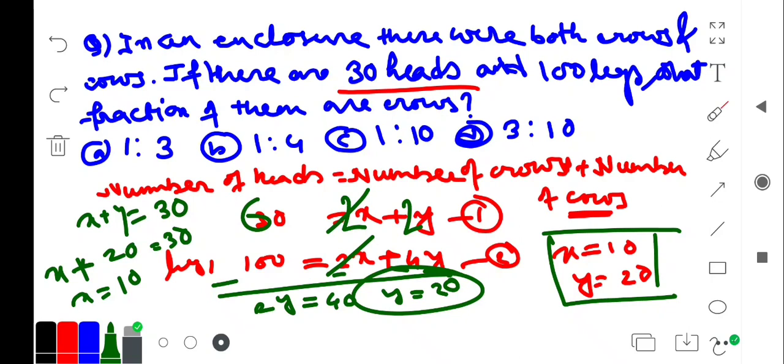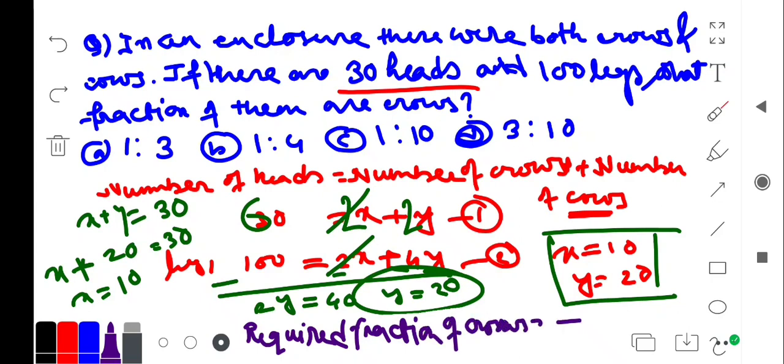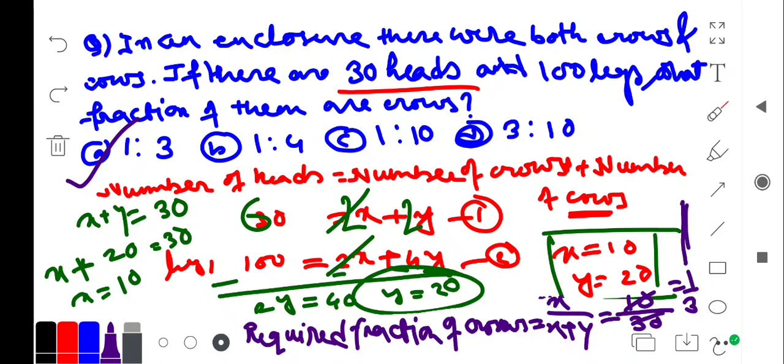Okay, next, now required fraction. I am erasing this. Required fraction of crows equal to number of crows by total, that is x by x plus y. x is 10 and x plus y is 30, so cancelling we get 1/3, so 1:3, that is option A. 1/3 we can write as 1:3, so option A is the correct answer.